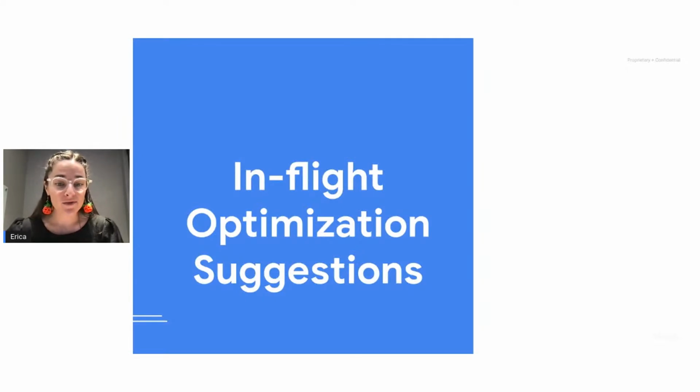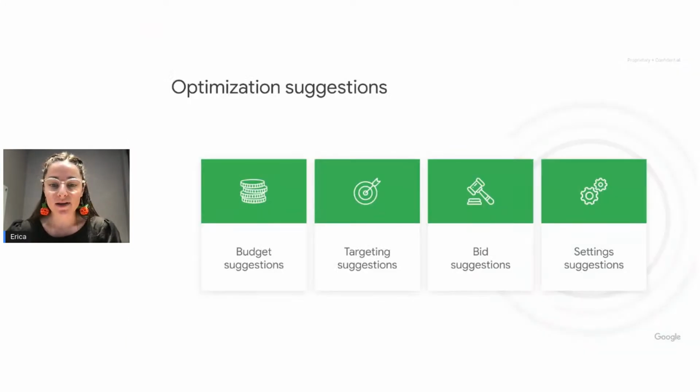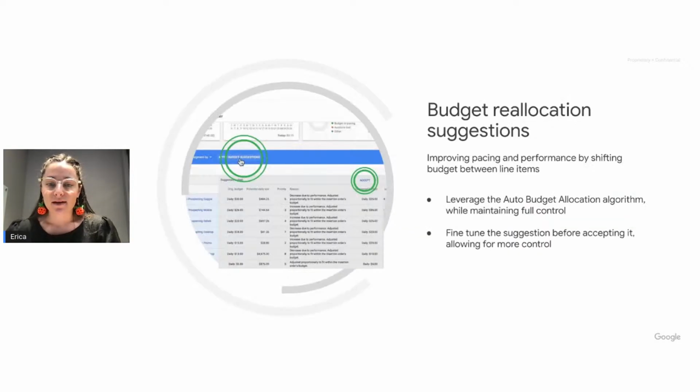I think the most powerful set of tools are the in-flight optimization suggestions, though. So now that we've taken a look at the different ways you can slice and dice performance at the IO and line item level, we're going to get into the 4 categories of optimization suggestions that allow you to lean on DV360 to recommend areas where you can shift budget, shift targeting, adjust bids, and tweak different settings. So, starting with budget reallocation suggestions, I think this is really super powerful.